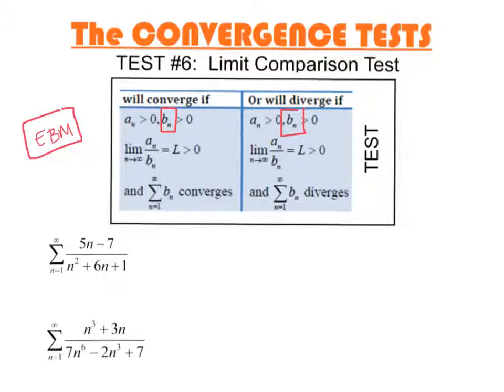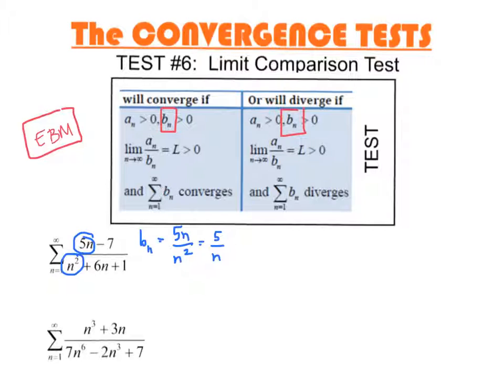Here's how I always pick my end behavior model. Let's look at this first one. I look and I say, well, the highest thing on the top is 5n. Highest thing on the bottom is n squared, and I simplify. So my b of n is 5n over n squared, which I would simplify to 5 over n.